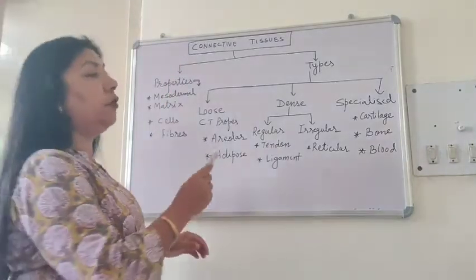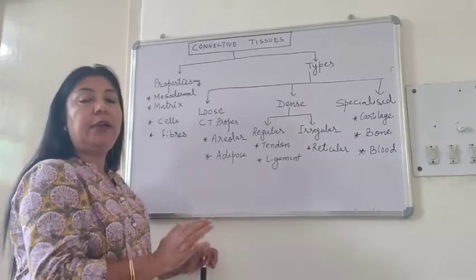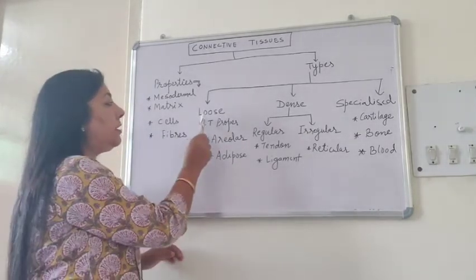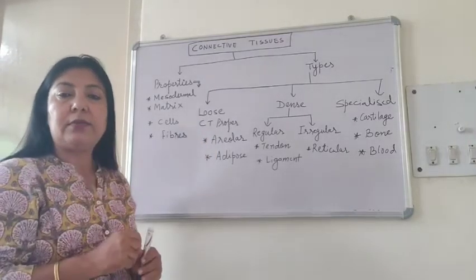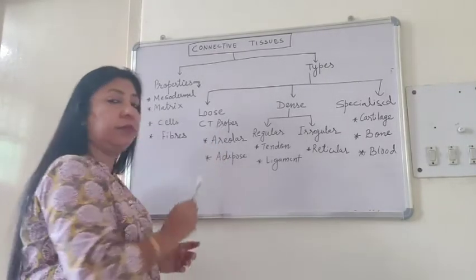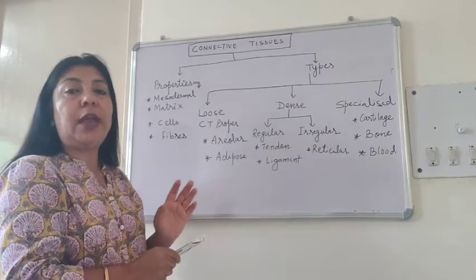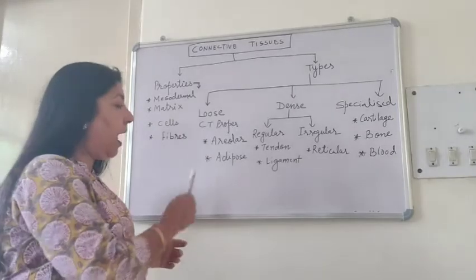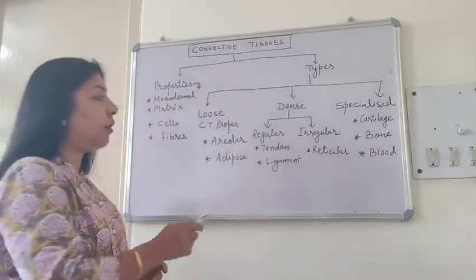So you can see the flow chart here. The connective tissues are divided into three main groups. First is called loose connective tissue. They are gel-like, and they are also called connective tissue proper. There are basically two types of the connective tissue proper: areolar connective tissue and adipose connective tissue. We will study their details later on.